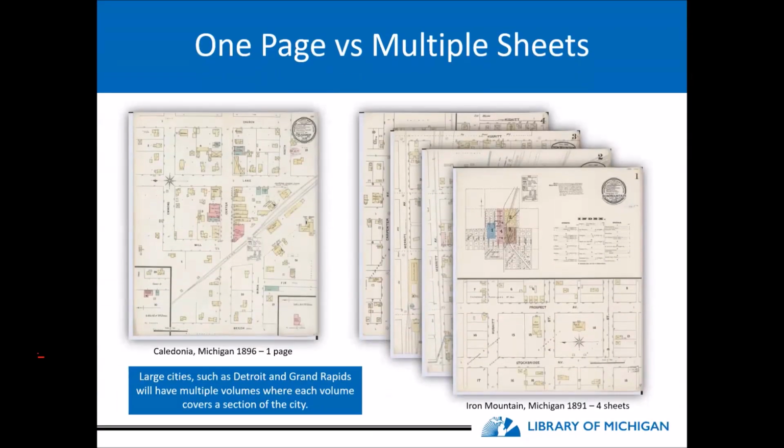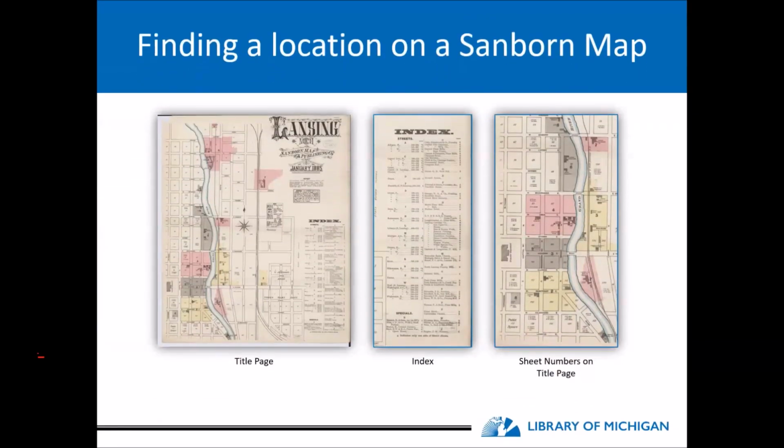When you're using the Sanborn maps, you usually will have one page versus multiple sheets. Again, depending on the size of the city, you may have multiple sheets, or you may just have one sheet. Depending on the size, the typical map is going to have three components: a title page, an index, and then the different sheet numbers that are on the title page.